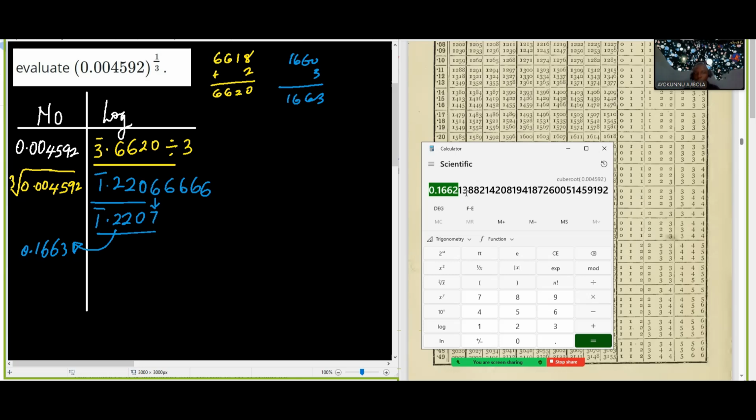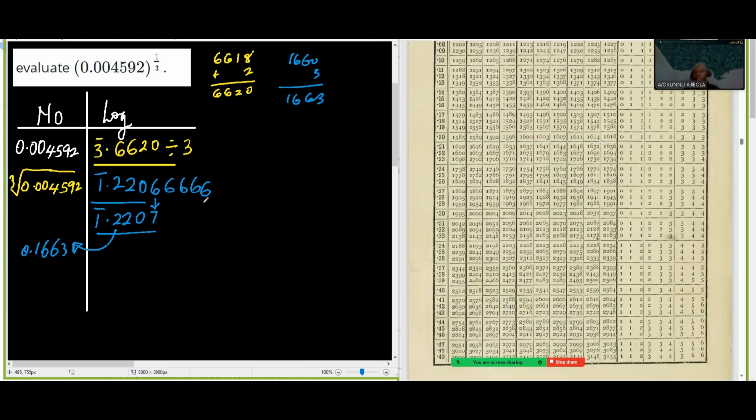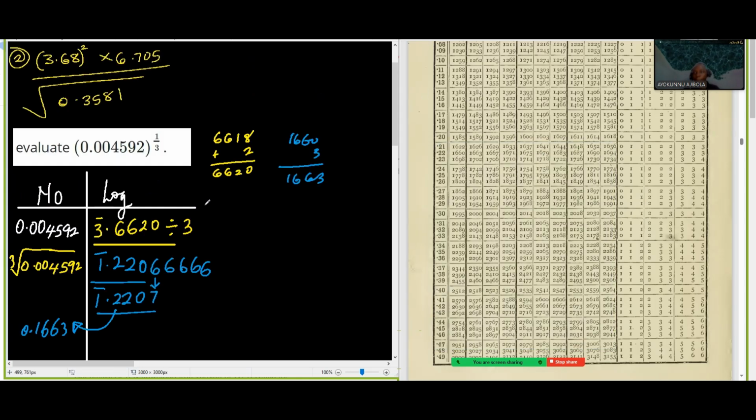You know this is 0.1662, right? Yes, sir. Good. But we got 0.1663. So that is what your examiner wants to check. If you use a calculator instead of the logarithms table, then that difference will show. Is that clear? Yes, sir. Okay, fine. Let's proceed to the other one then.